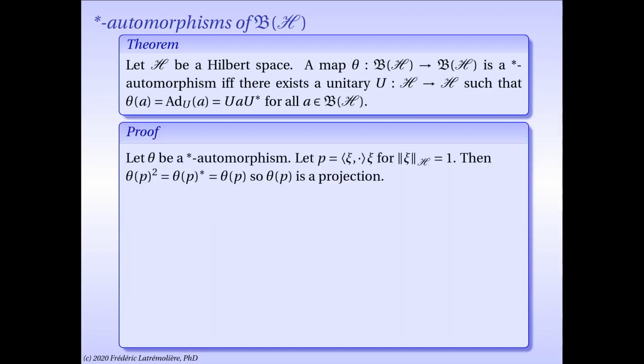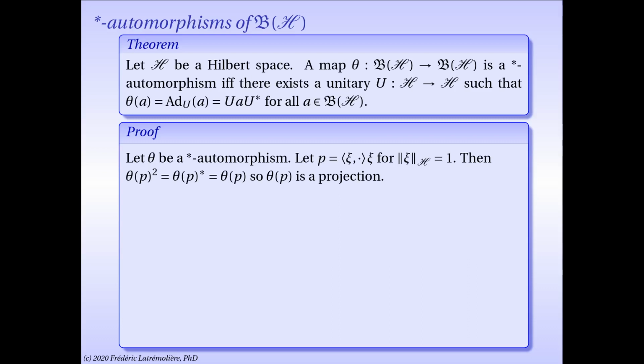Let's prove this very interesting result. Let theta be a star automorphism of B of H. First, I am going to see what happens to rank 1 projections. So let P be a rank 1 projection. In other words, there exists psi, a vector in H of norm 1, such that P is equal to the inner product with psi and input times psi.